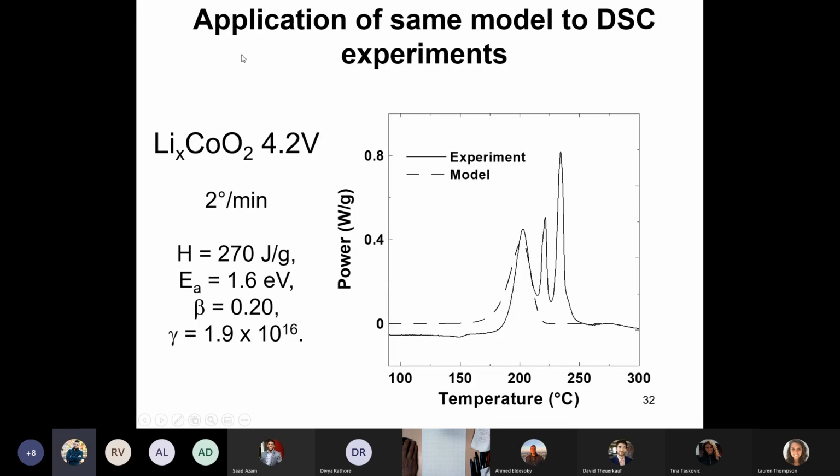So we also applied the same model to DSC experiments. We heated 2 degrees a minute, exactly the same parameters that were used to describe accelerating rate calorimeter. And the experiment that you see has 3 peaks, and our model has 1. So Ahmed's question goes to really, what are these other reactions that happen after the first one?